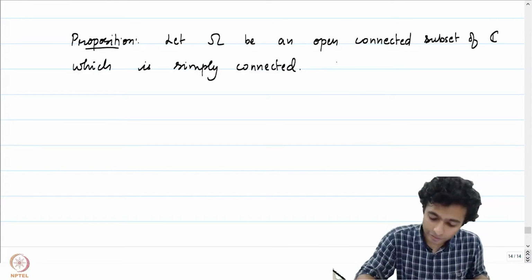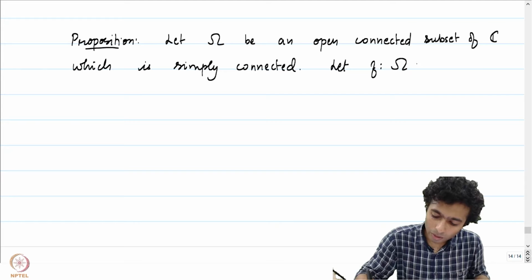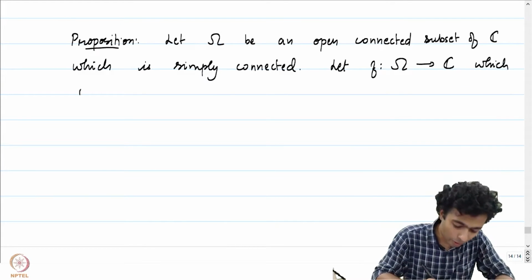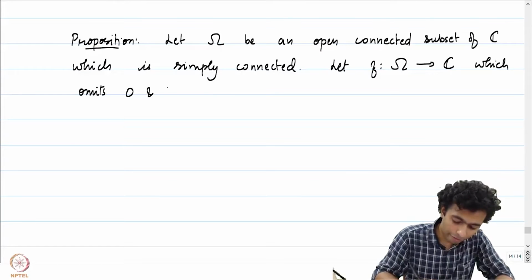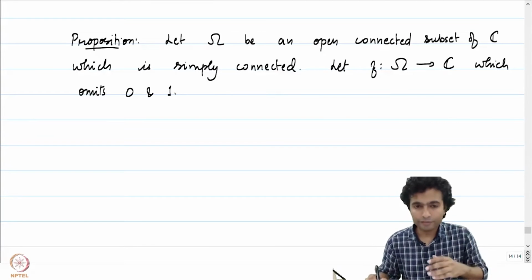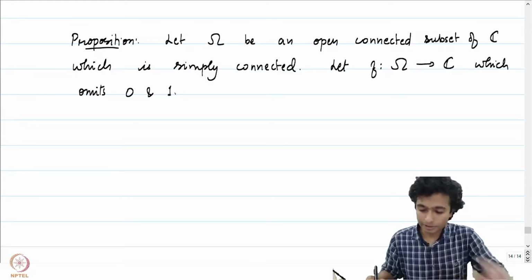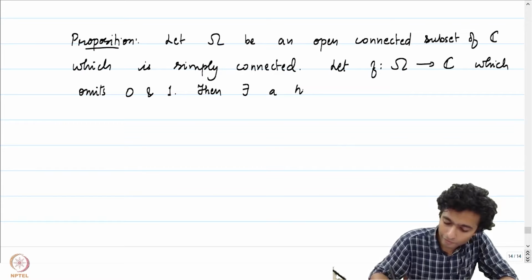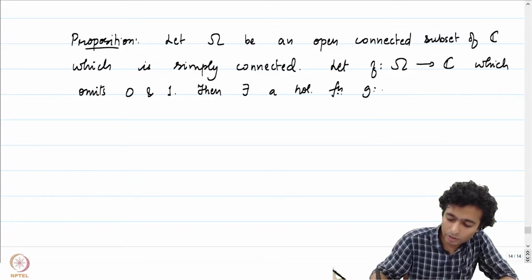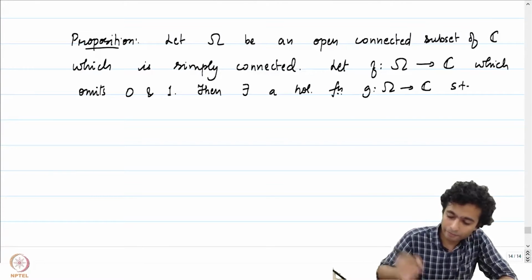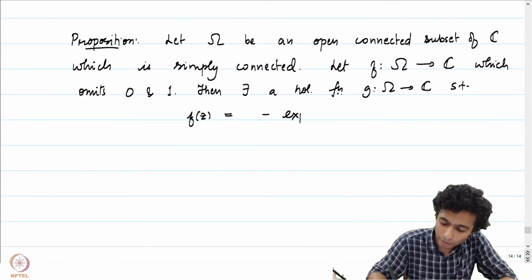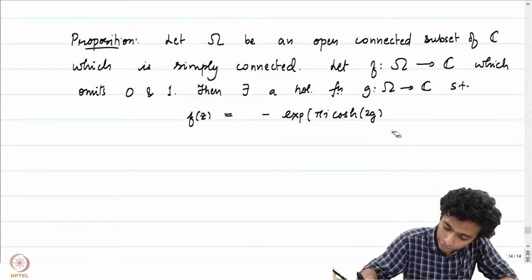And suppose f is a function on omega which misses the 2 points 0 and 1, specifically, which omits 0 and 1. That means that f inverse of 0 is empty, f inverse of 1 is empty. That's precisely what it means. The conclusion is that then there exists a holomorphic function g on omega such that f of z is equal to minus of the exp of pi i times cosh of 2g of z.